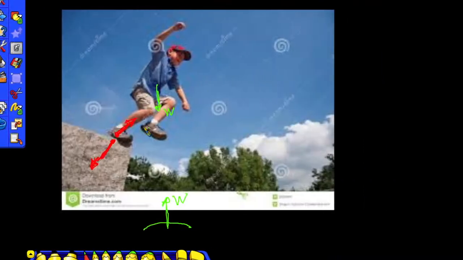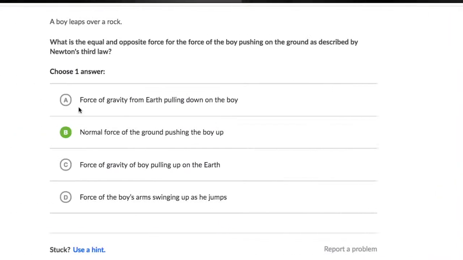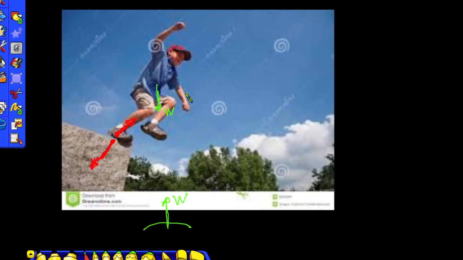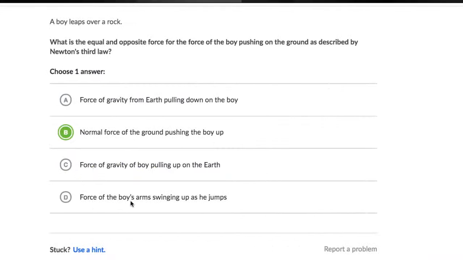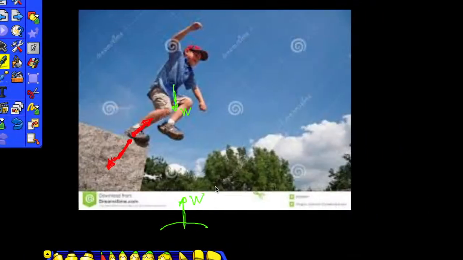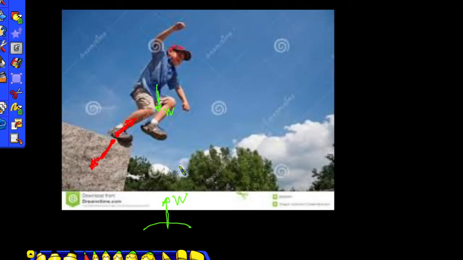So he pushes the rock in downward direction. Rock will push up the boy in upward direction, and due to this force it will jump. The statement that the earth's gravity is in downward direction is correct. Force of gravity from earth pulling down the boy, this is correct. And this is also correct, force of gravity of the boy pulling up the earth. These two statements are correct, but these two statements are not the answer of this question.